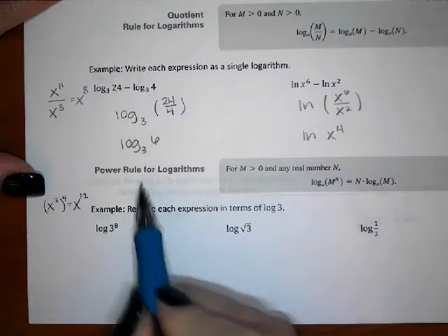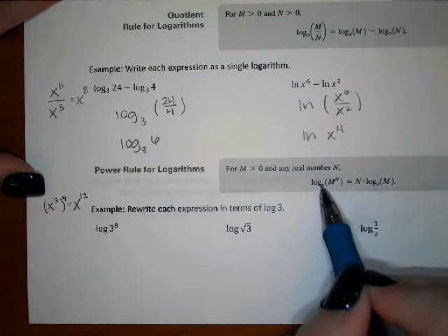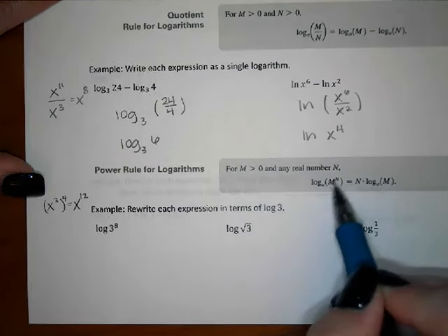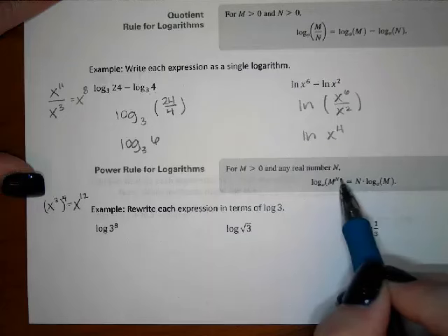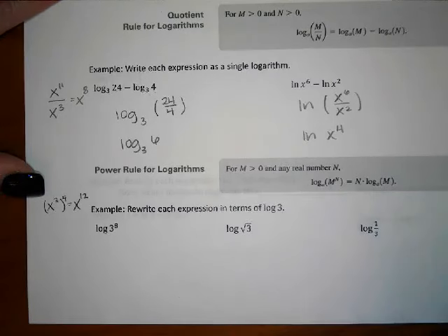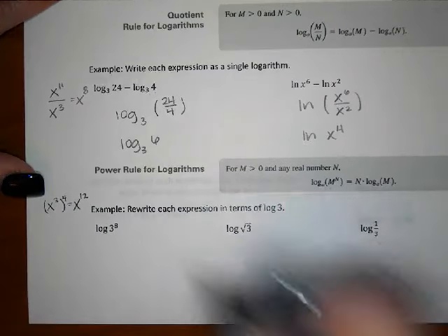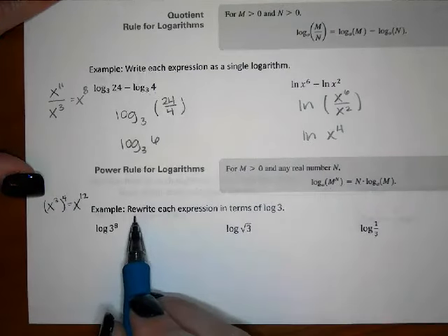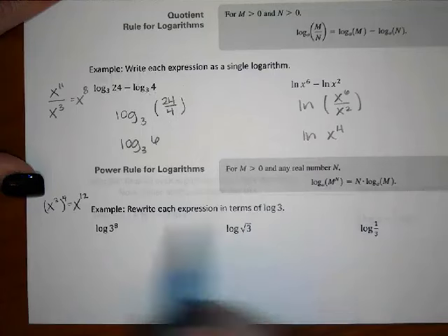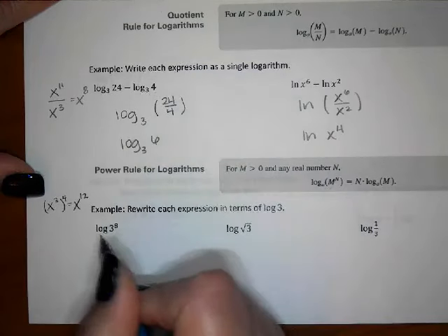And here the power rule says that if you have log with a certain base of something to an exponent, you can take the exponent and move it to the front as a multiplier. So you're still multiplying. So if that helps you to remember, then use it. If it doesn't help you to remember, then don't use it. But for these, the instructions tell us to rewrite all of these in terms of just log of 3. And so this is log of 3 to the 8th power.